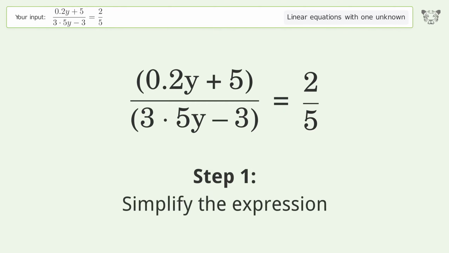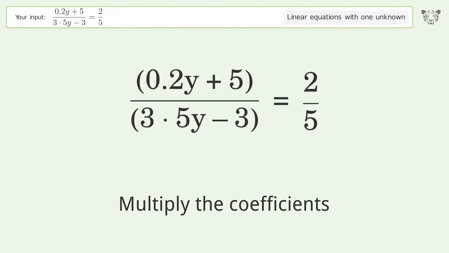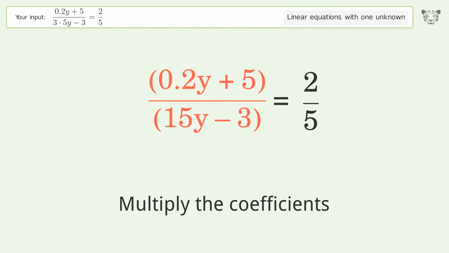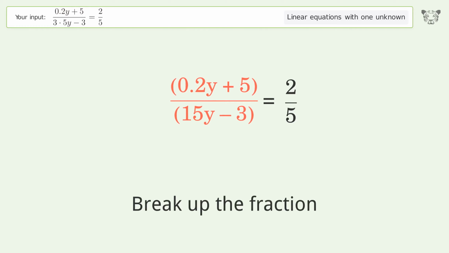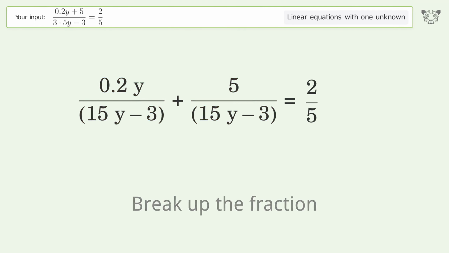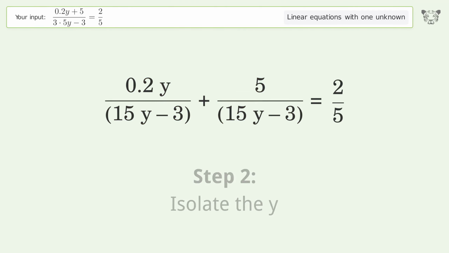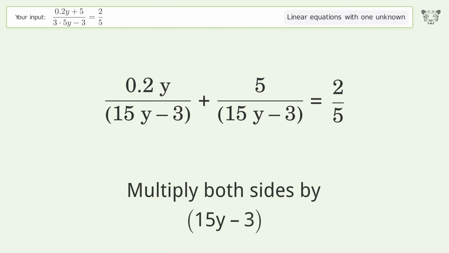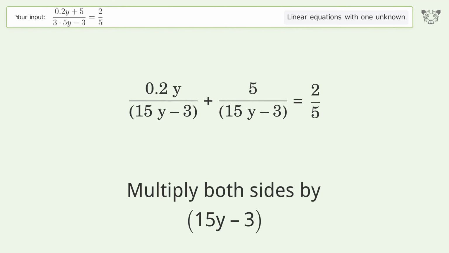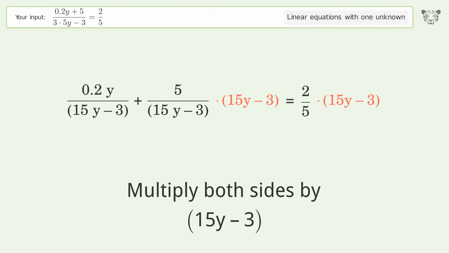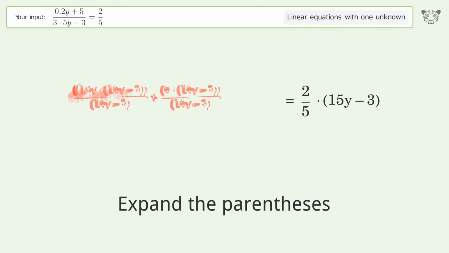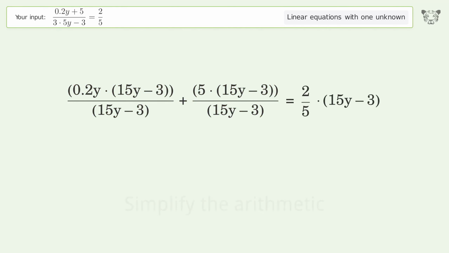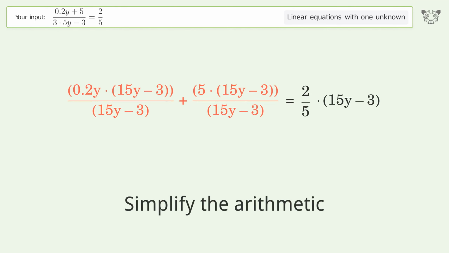Simplify the expression. Multiply the coefficients. Break up the fraction. Isolate the y. Multiply both sides by 15y-3. Expand the parentheses. Simplify the arithmetic.